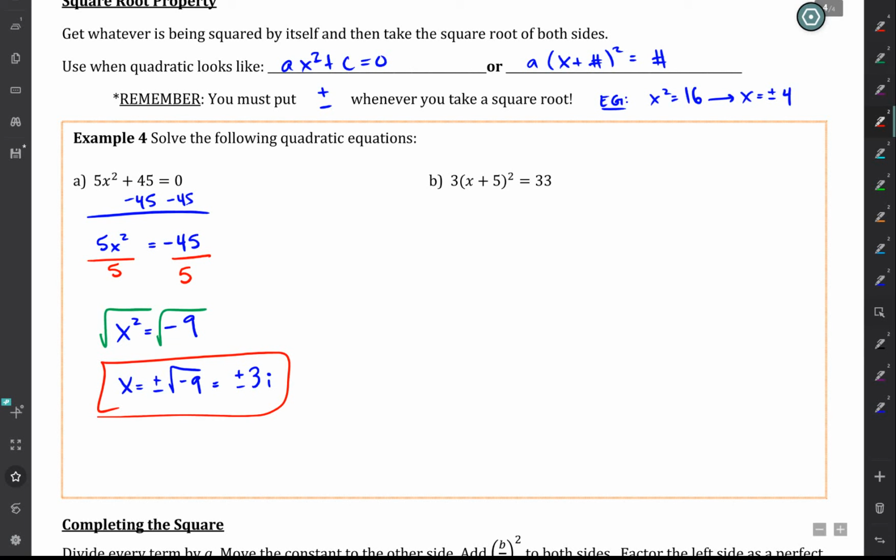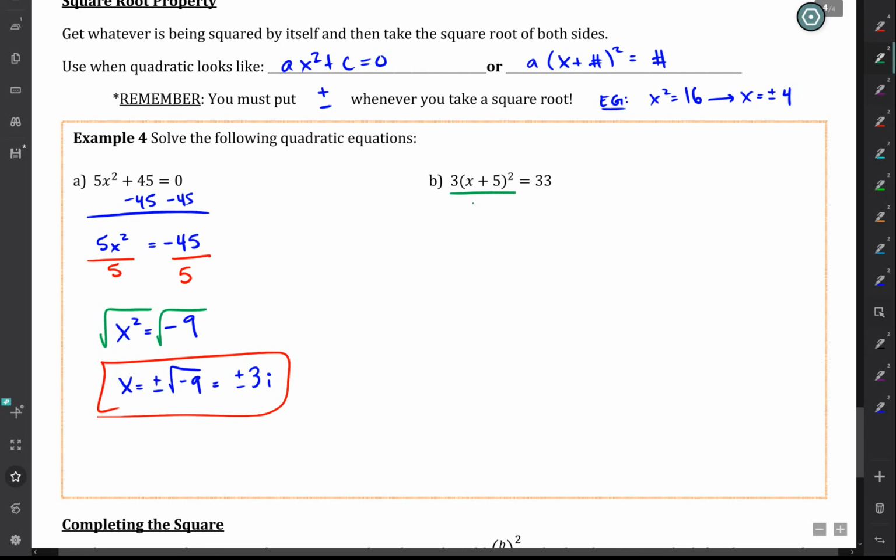In the second example, we want to start off by dividing both sides by 3. And so we're left with x plus 5 squared is equal to 11. Then we're going to take the square root of both sides, and we're left with x plus 5 is equal to plus or minus the square root of 11.